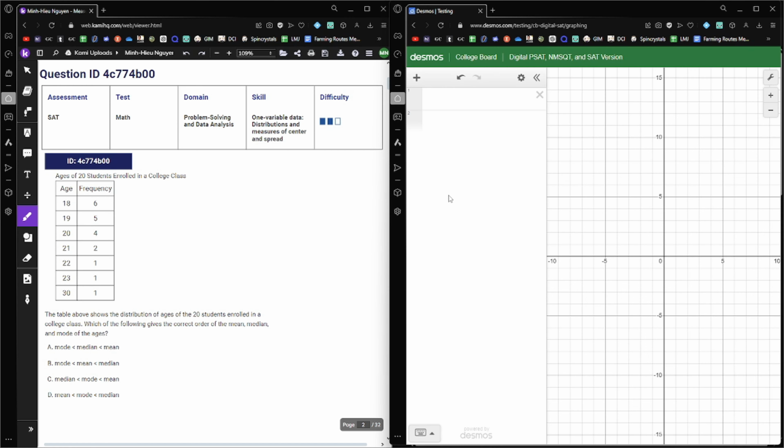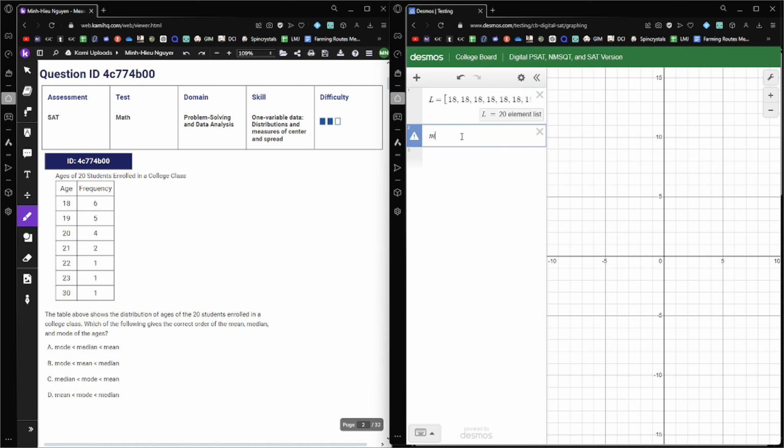Alright, here I am on Desmos, and of course the first thing you want to do is put in your list. So choose any capital letter equals, and then the bracket, and now let's start typing in our numbers. Here it says there are 6 18s, so 1, 2, 3, 4, 5, 6. There are 5 19s, 1, 2, 3, 4, 5. 4 20s, 1, 2, 3, 4. 2 21s, 1, 2. 122, 123, and 130. It also says there are 20 students, and here there are 20 elements, so that does match up.